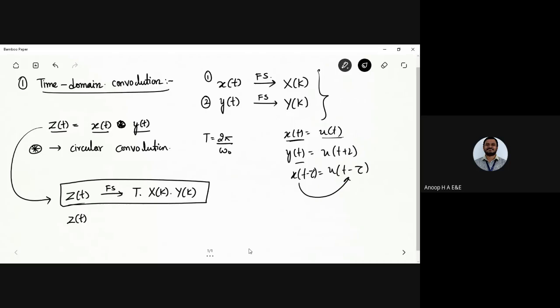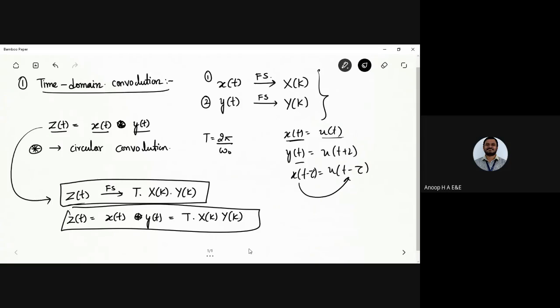So you have z of t equal to x of t convolved with y of t, that would be equal to T into x of k into y of k. All right, this is what we are going to prove now. That is nothing but the time domain convolution. So this is the proof: what you get once the circular convolution operation is performed on z of t, where you have two signals, x of t and y of t.